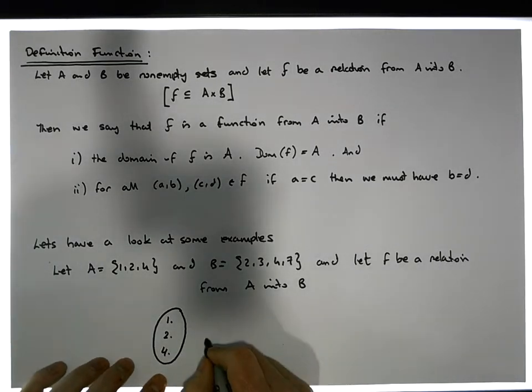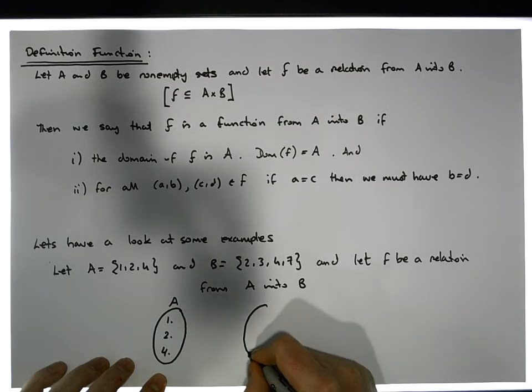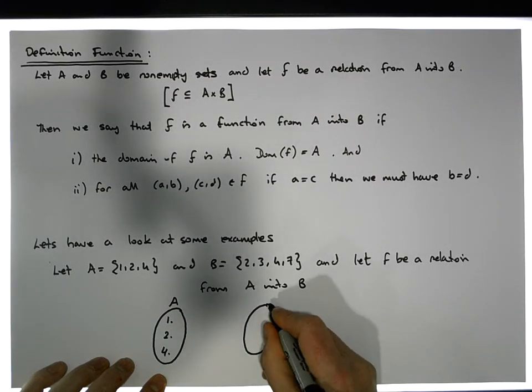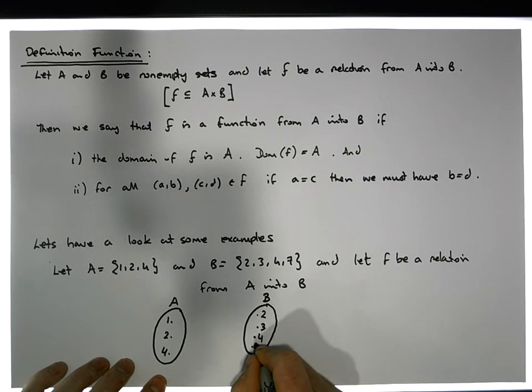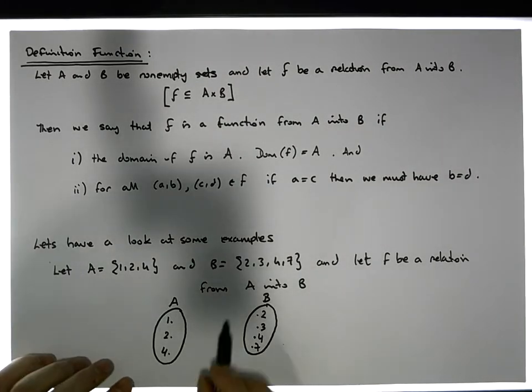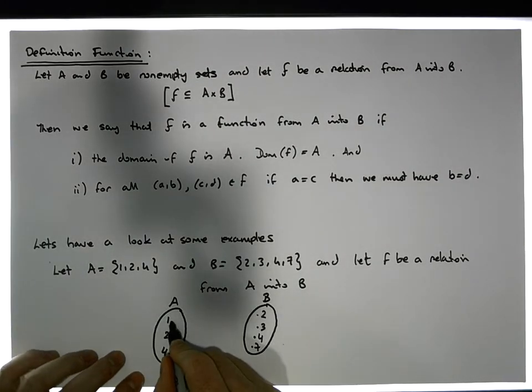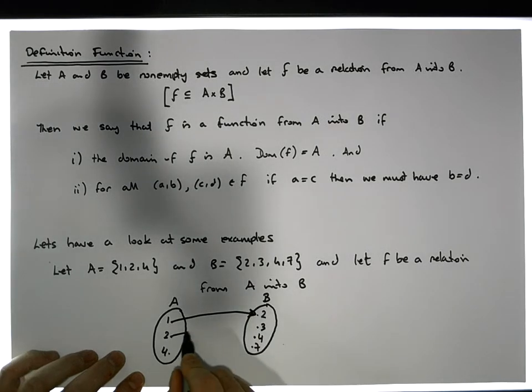So this is the set A, and the set B contains the values 2, 3, 4, and 7. Now I'm going to do some mappings. It's just a relation. So 1 is associated with 2, 2 is associated with 3, and let's say for argument's sake 4 is associated with 7. So there's a particular relation.